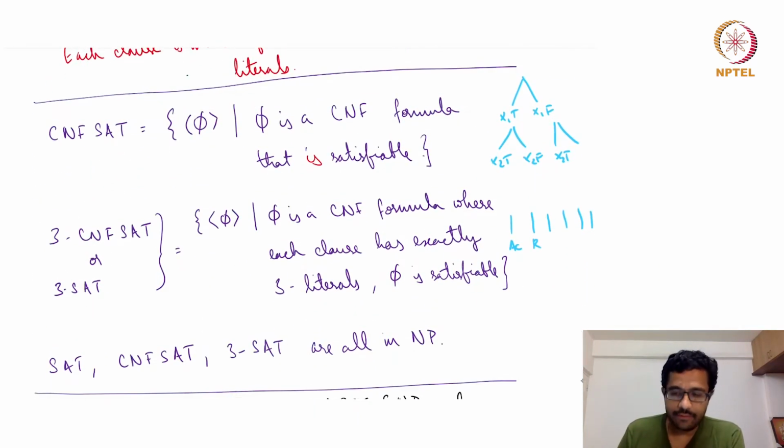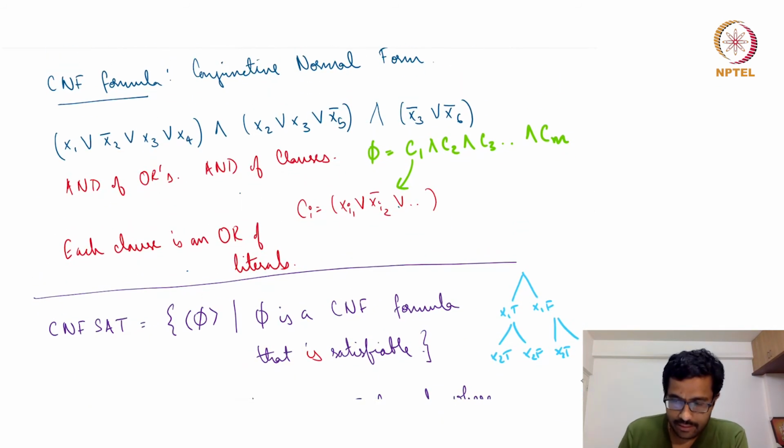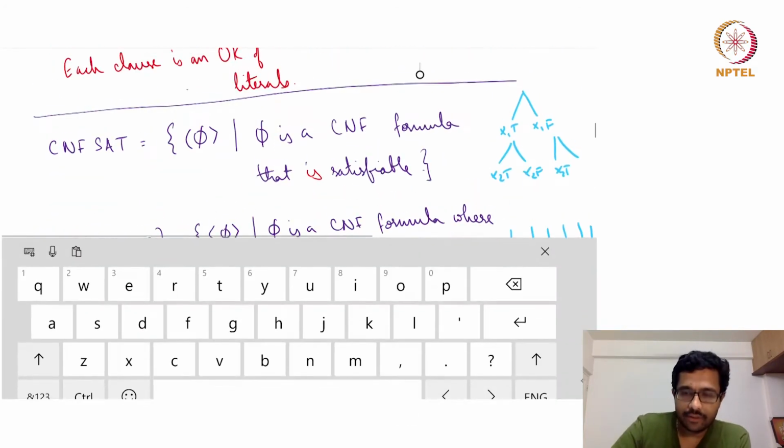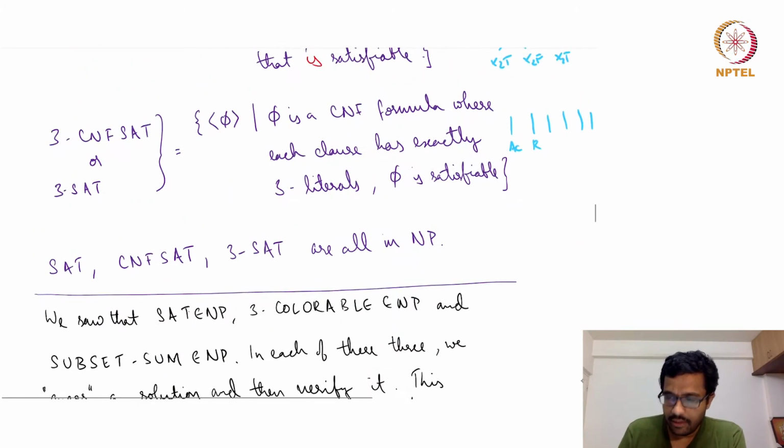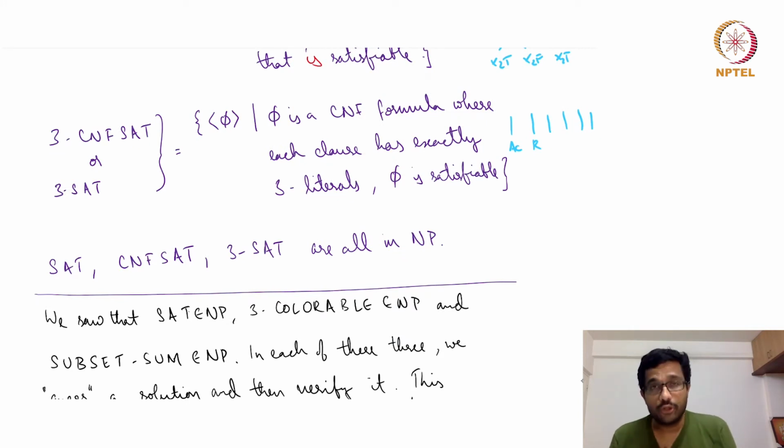And another subclass of CNF SAT is what is called 3 CNF SAT, right? Where it is of the CNF form, something like this. But in addition to it being in the CNF form, we are also insisting that each clause has exactly 3 literals. So here the first clause has 4, the second clause has 3 and the third clause has 2. But for 3 CNF SAT or 3 SAT for short, we want each clause to be in the CNF form, and each clause should have exactly 3 literals, and the formula has to be satisfiable.